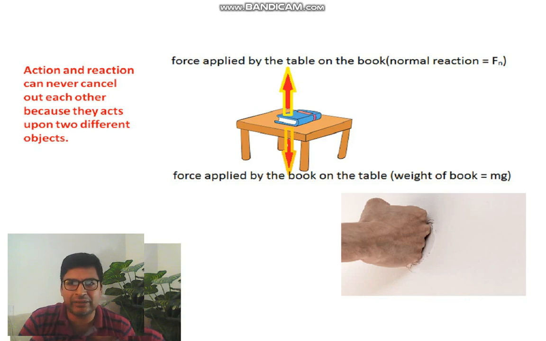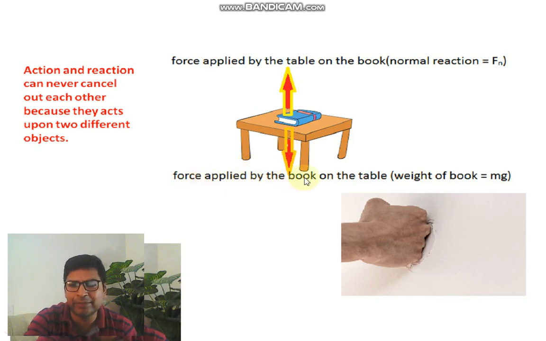Because the book is at rest, it means that in this system the net force is 0. The question is this: how does this net force come to be 0? Because action and reaction don't cancel out each other, then how is this force 0? Look at these forces first. The upward force is okay. First see the downward force.